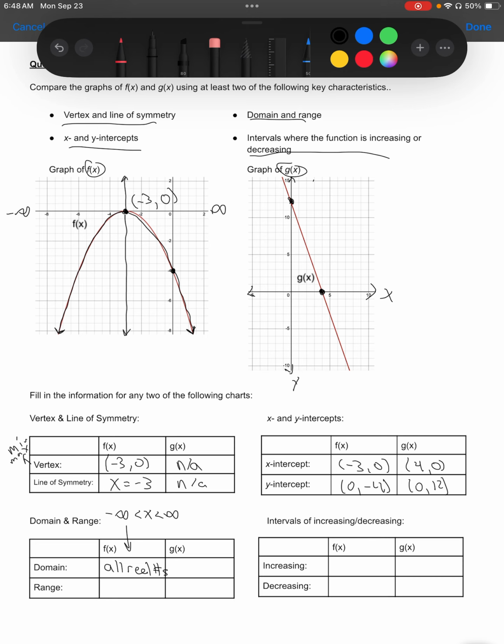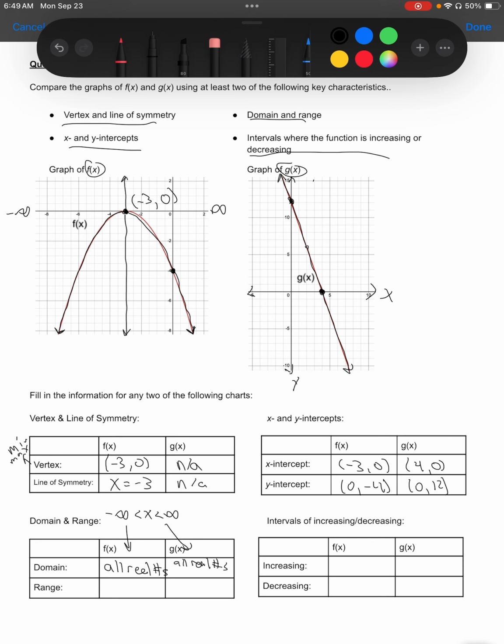So let's look at g of x. G of x, if we look to the left, so I want to see how far to the left this is going, it is also going to the left forever. And if I look to the right, see how far to the right it's going, it's also going to the right forever. So this would again be all real numbers, or from negative infinity to infinity. You can put either one.